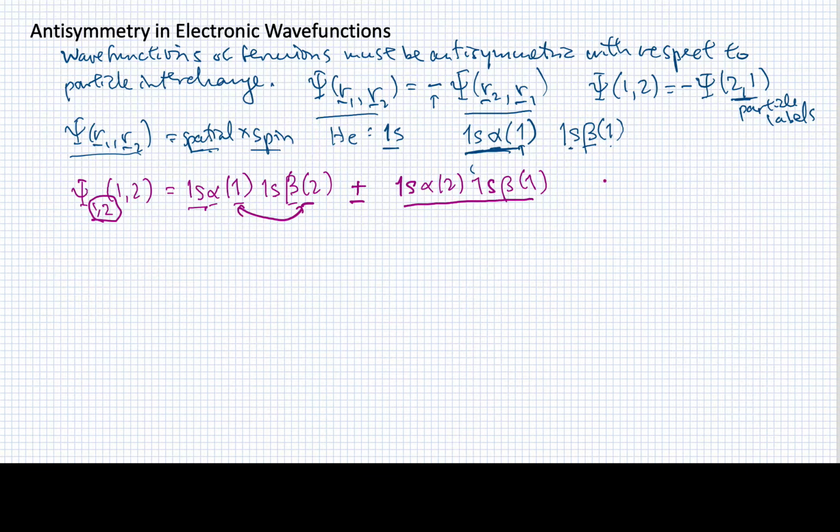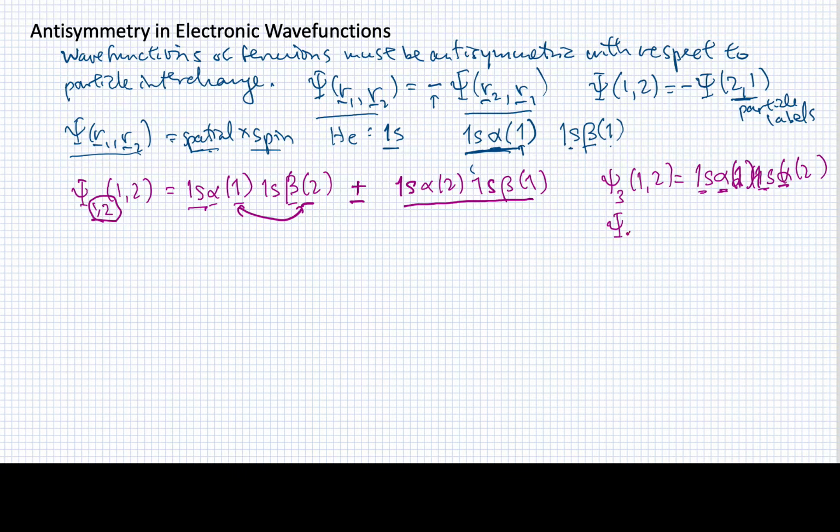For example, what if I set up a third state for 1 and 2 that was simply equal to 1s alpha of 1, 1s alpha of 2. So in other words, I'm going to have both of my electrons in the 1s orbital, and they're both going to be in spin state alpha. So this is another potentially valid way of writing down my function.